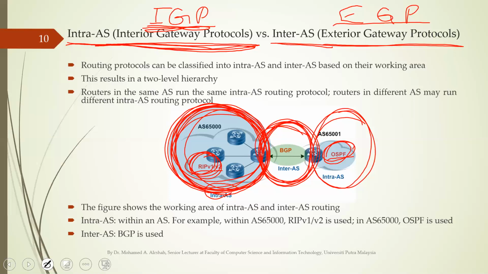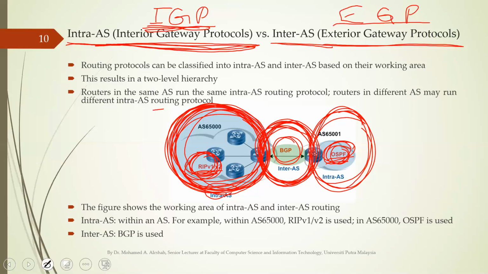Routers in different AS may run different intra-AS routing protocols. As you can see here, in this autonomous system we run OSPF, and in this autonomous system we run RIP, but this is not going to affect anything. Why? Because they communicate through another routing protocol, which is BGP. So this protocol is not going to affect the other part.